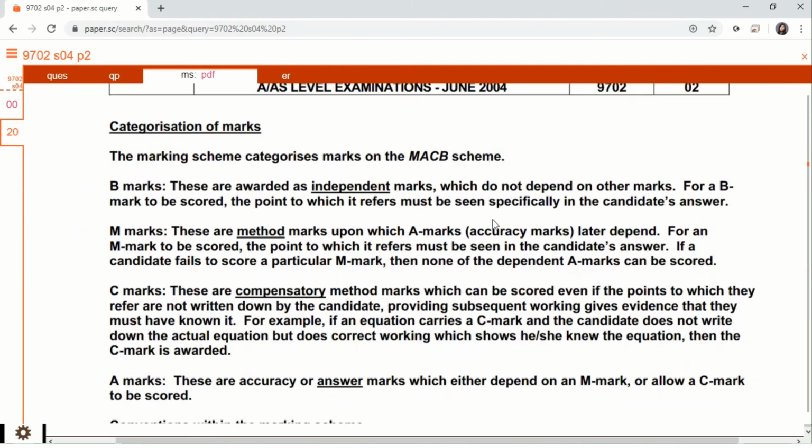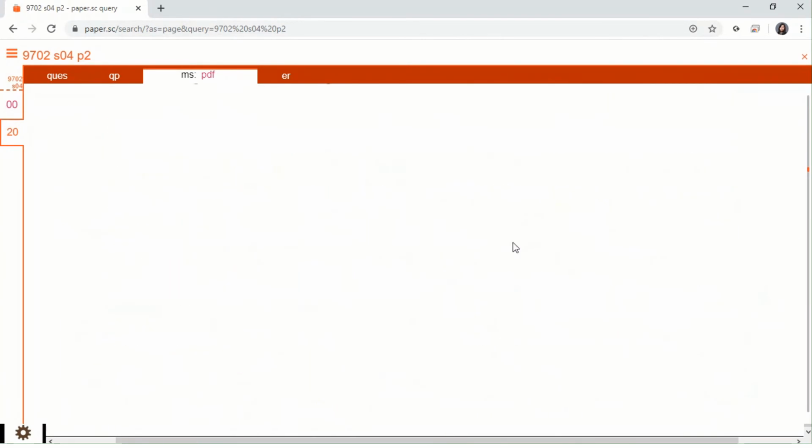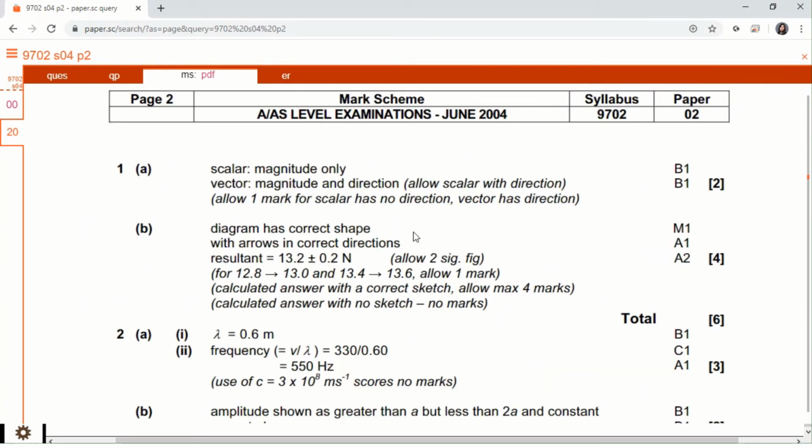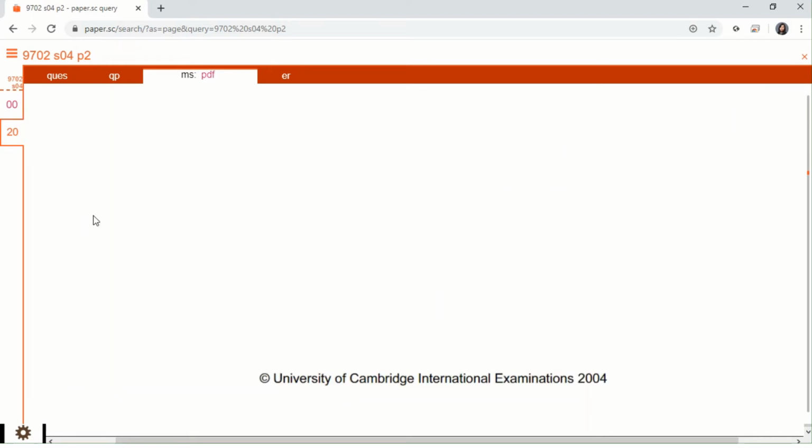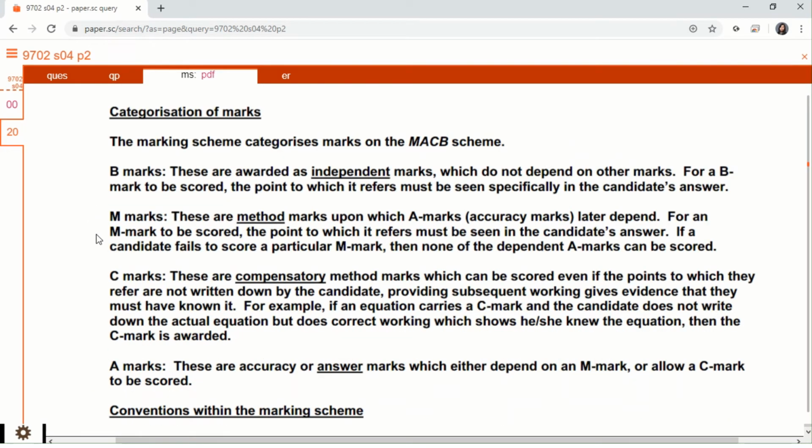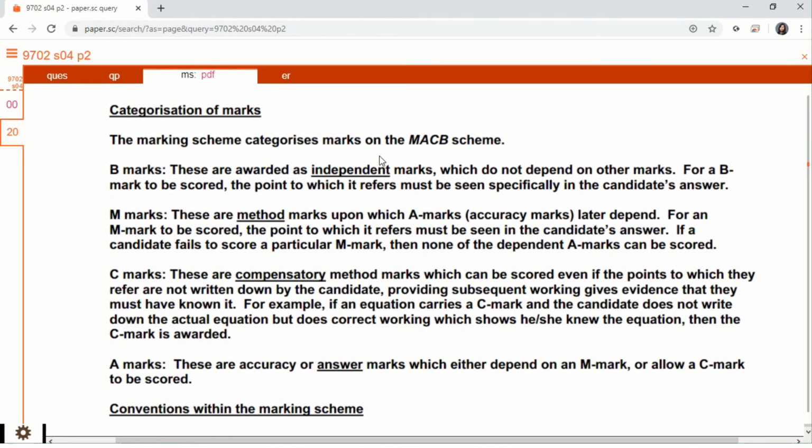So this teaches you how to look at mark schemes. When you see mark schemes, they are like this. On the right, you will see B1, M1, A1. What are those? Those are how you can earn marks. So you need to know where these marks are coming from. So this one conveniently shows us how to interpret that.